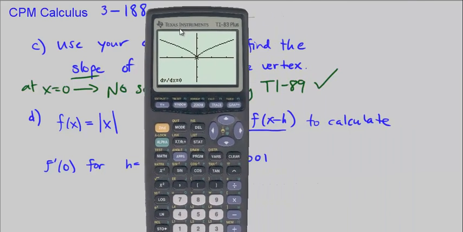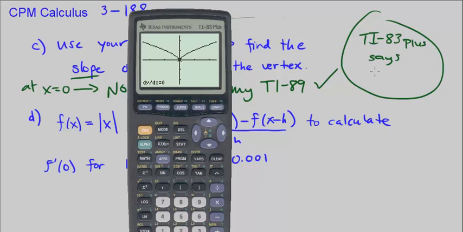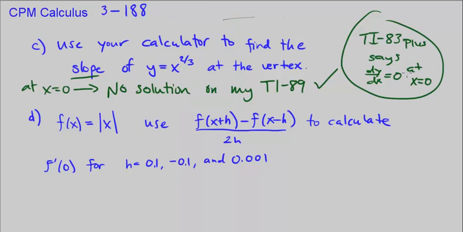So I can go ahead and say the calculator says dy/dx equals 0 at x equals 0. Okay? So that's something that you might want to take note of. Our calculator is pretty advanced. It has some smarts to it. Okay? So let's go into part D.